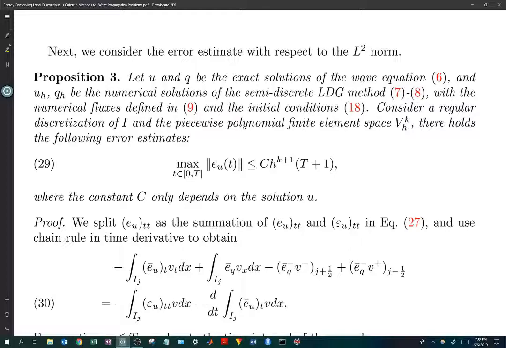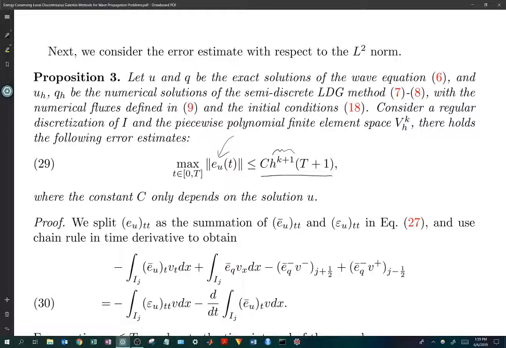So if we're looking at the L2 norm, we do get this estimate. Basically, if you take the difference between your exact solution and the solution that you approximated, and take its L2 norm at any particular time t in this interval from 0 to capital T, where this is just some time range, then we have some bound on how big the error is. The most important part here, I think, is the h to the k plus 1.